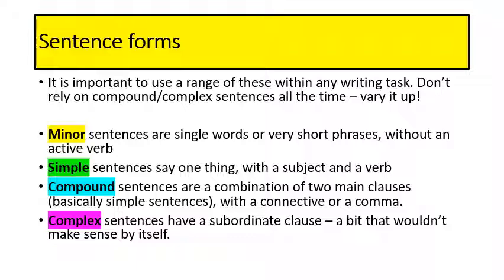The key difference between a compound sentence and a complex sentence is that a compound sentence is basically a balanced one. Both halves, either side of the connective or the conjunction, would make sense by itself, whereas a complex sentence, you'd always have one chunk of that sentence that wouldn't make sense by itself if you put it by itself. Okay, so there's a little bit of work on sentence forms.